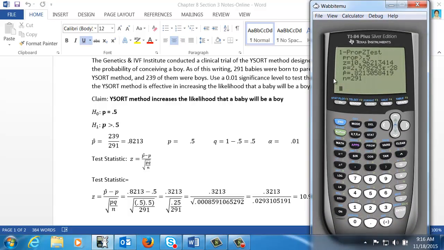So in this case, since our p-value is way less than the significance level of 0.01, we would have enough evidence to reject the null hypothesis. So there would be evidence to support the claim that using the Y-sort method, the likelihood that your baby would be a boy would increase.